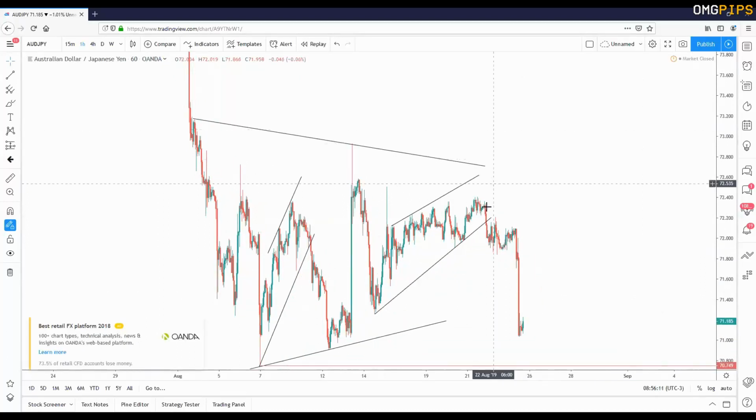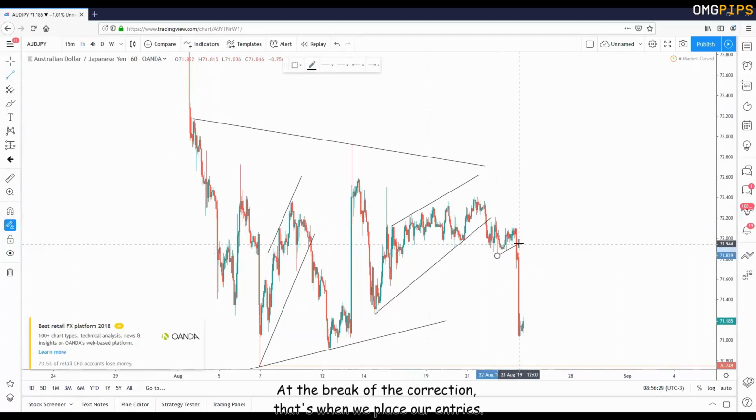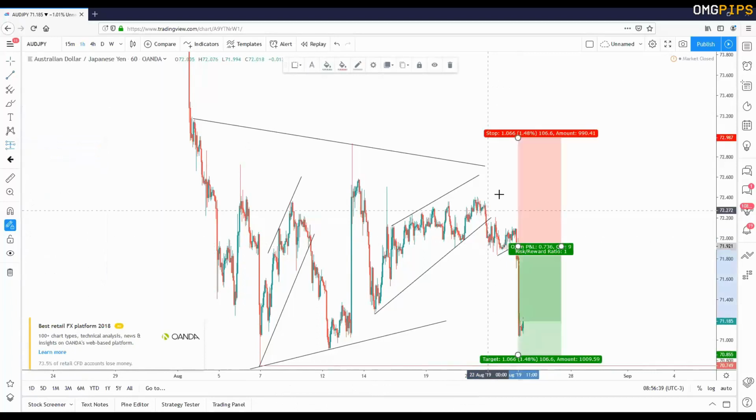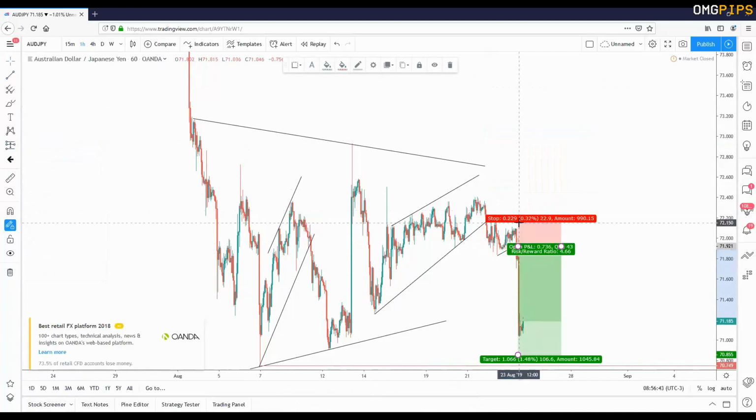Okay, after this impulsive move broke out of here impulsively, it confirmed, and now we've got our first impulsive move. It broke out of here impulsively. We waited for this correction that presents itself, that we normally wait for as a much safer entry, this correction here. And at the break of the correction, that's when we place our entries and have a very tiny stop loss. Okay? At the break, that's when we place our entries. Remember, I said that my stop loss is never above 30 pips. It's always 15 to 30 pips. So in this manner, we'll get 22.5, and our target obviously being above 5%.